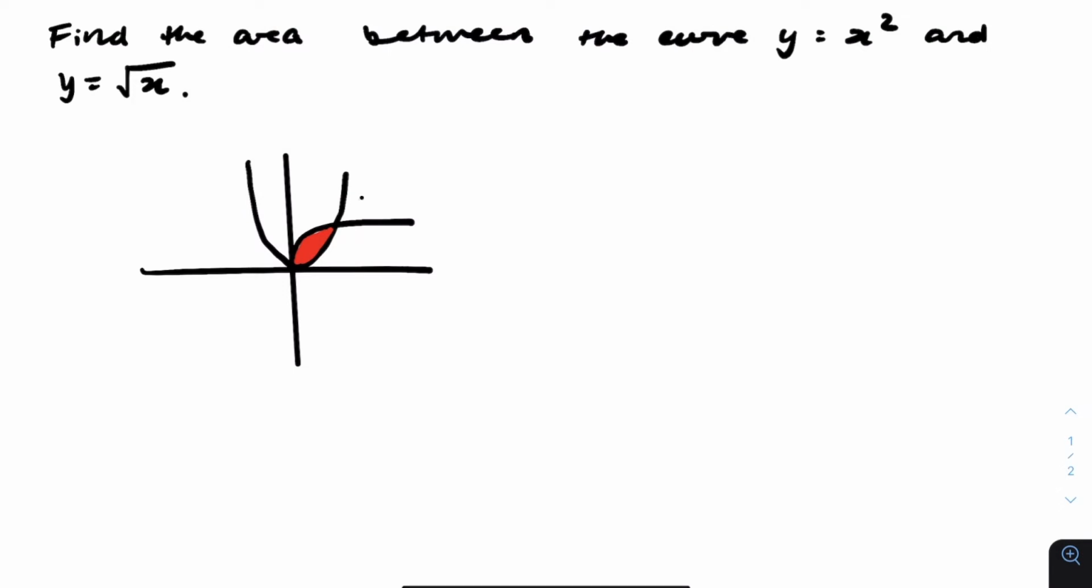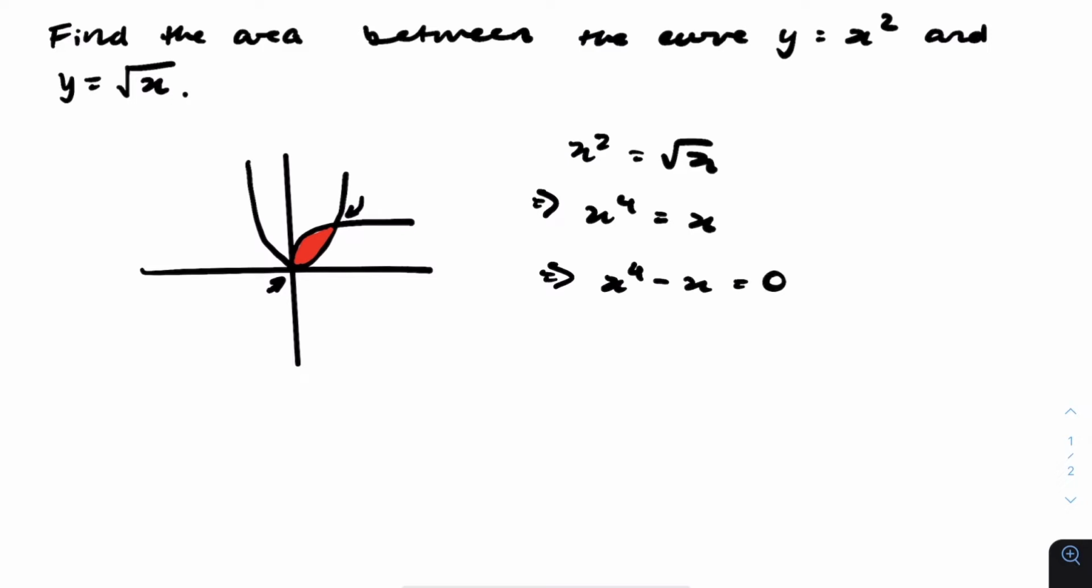The first thing we need to do is find the two intersection points, and then we can put it into an integration equation that will make it a lot easier to solve. The two intersections we can find by equating the two functions. So x squared is equal to root x. If we square both sides, we get x to the power 4 is equal to x. Bring everything to one side, we get x to the power 4 minus x equals 0. And factor, this is our result.